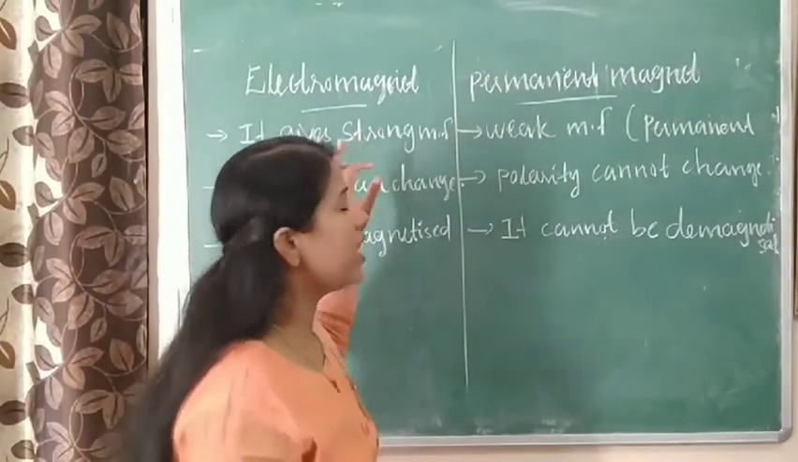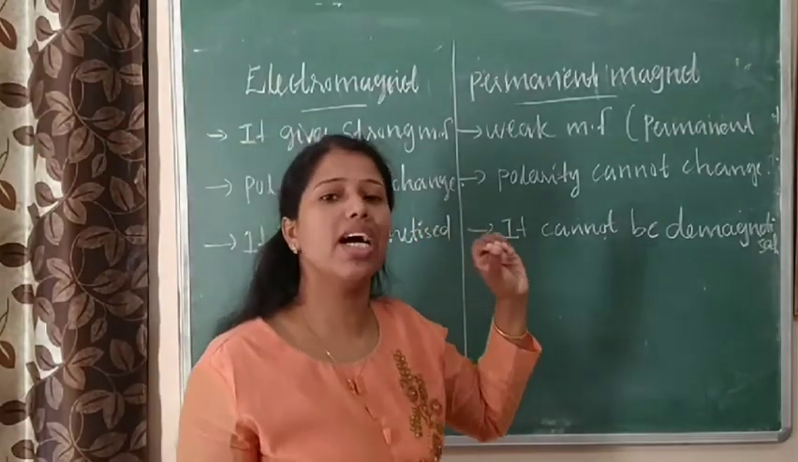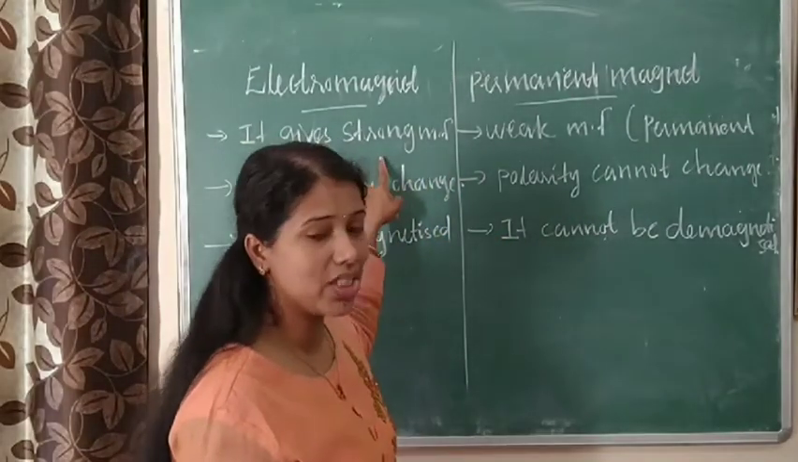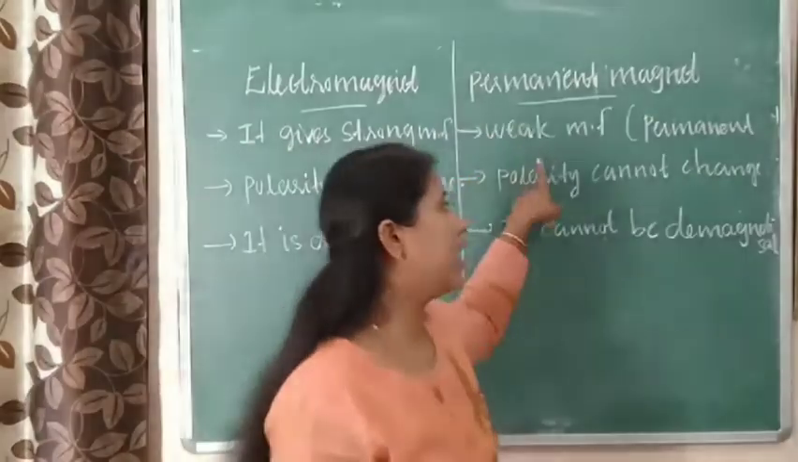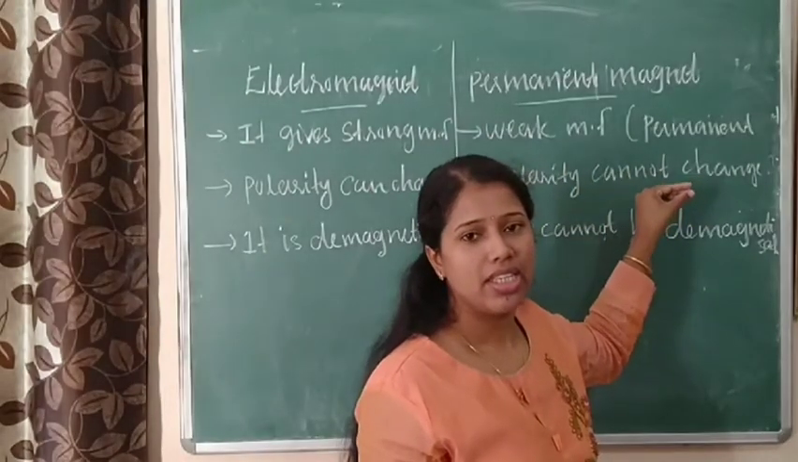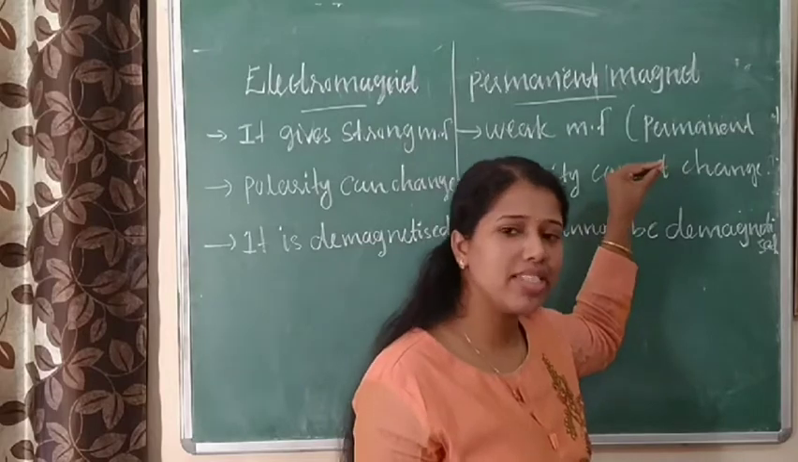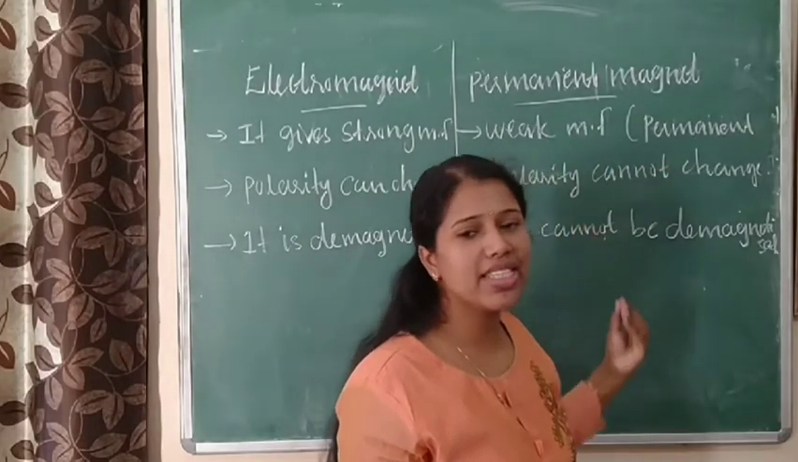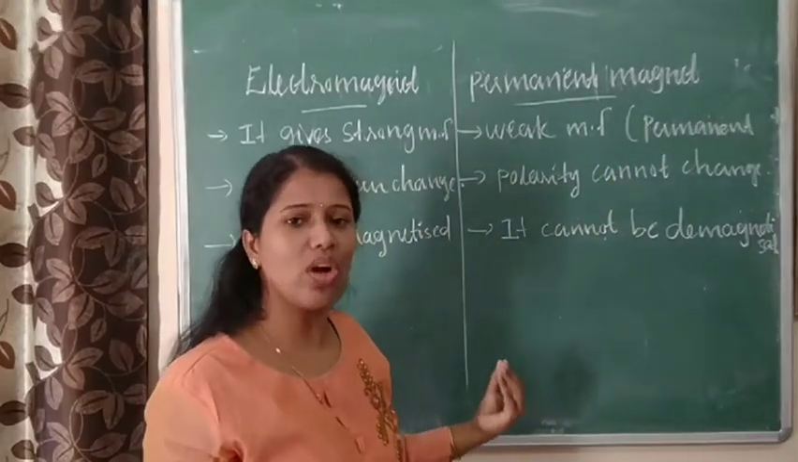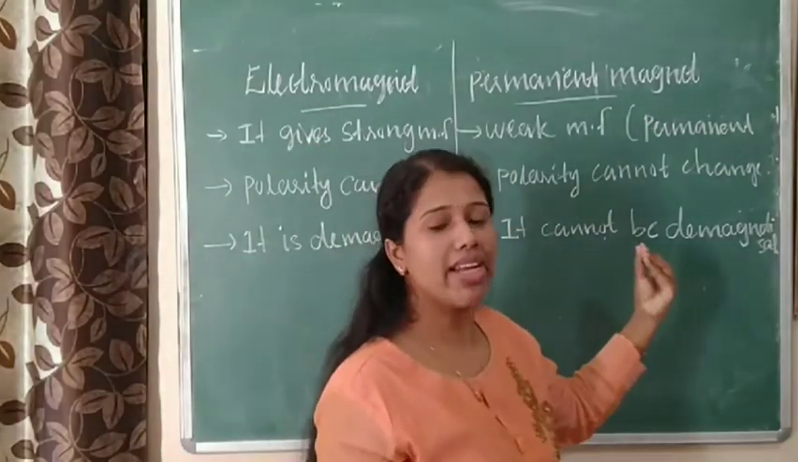Here we are increasing the number of turns and increasing the current, and we will get a strong magnetic field. But here is a permanent magnet. A bar magnet is a permanent magnet, we can't increase the strength. It is only a weak magnetic field, and that is also permanent.